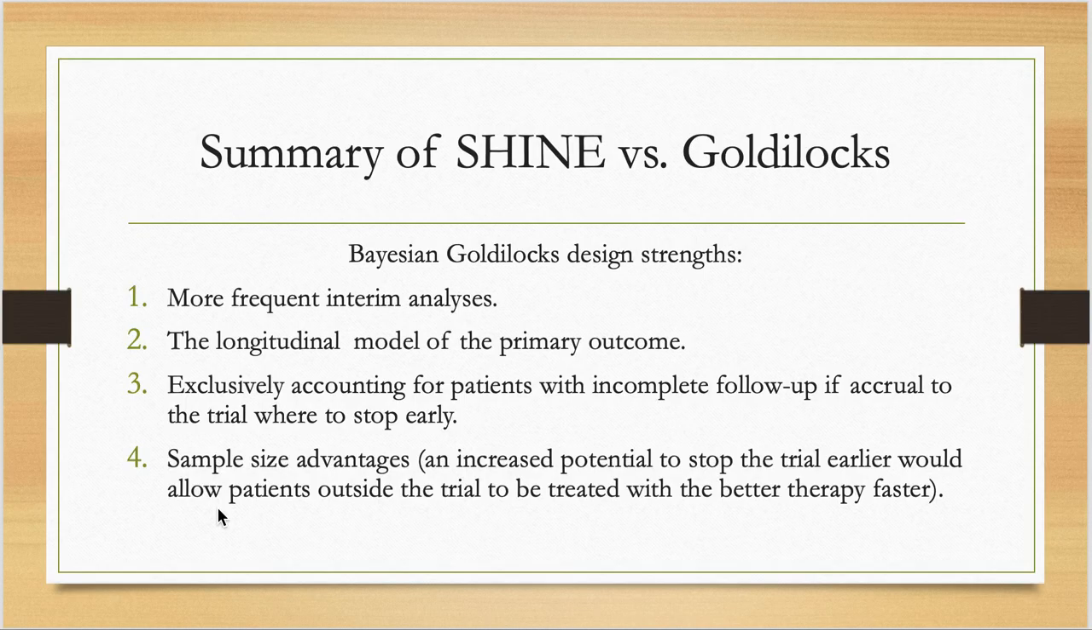So in a summary of SHINE versus Goldilocks, the Bayesian Goldilocks design strengths are: number one, more frequent interim analyses; number two, the longitudinal model of the primary outcome; number three, explicit accounting for patients with incomplete follow-up if accrual to the trial was to stop early; number four, sample size advantages, which is an increased potential to stop the trial earlier, which would allow patients outside the trial to be treated with a better therapy faster.